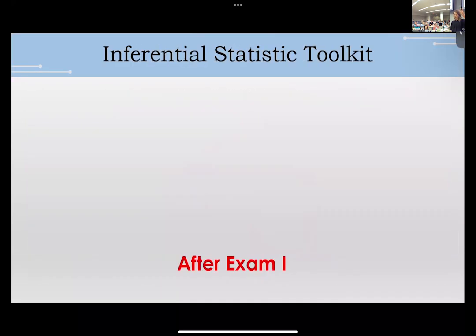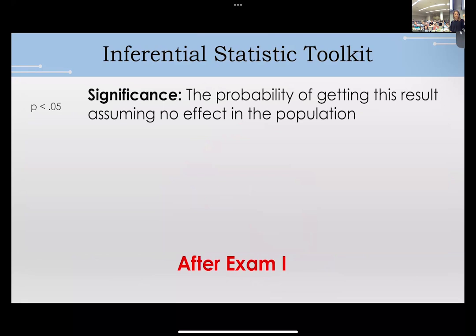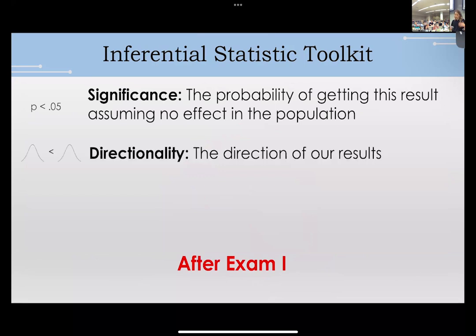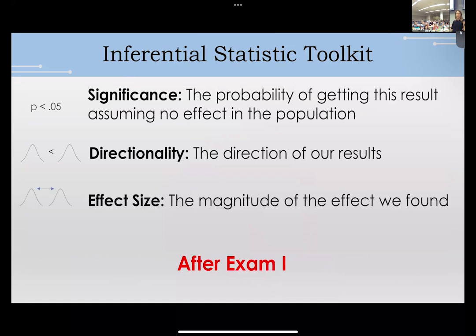So right now, right, we have significance. When we're trying to evaluate if something is going on in the population, we have this binary yes, no, right? We also have directionality. Is this sample mean higher or lower than the status quo? And we have effect size. So we have how far apart is our sample from the population or the status quo. And then afterwards, we're going to talk about confidence and uncertainty after the exam.